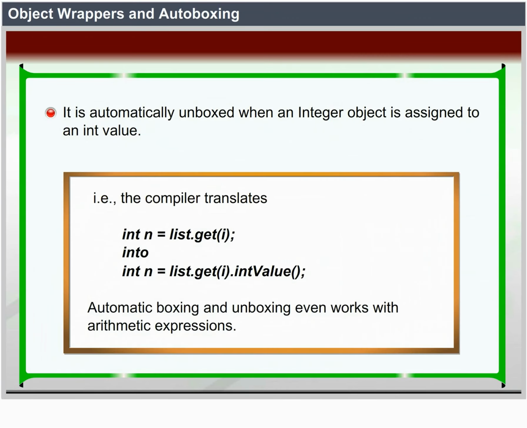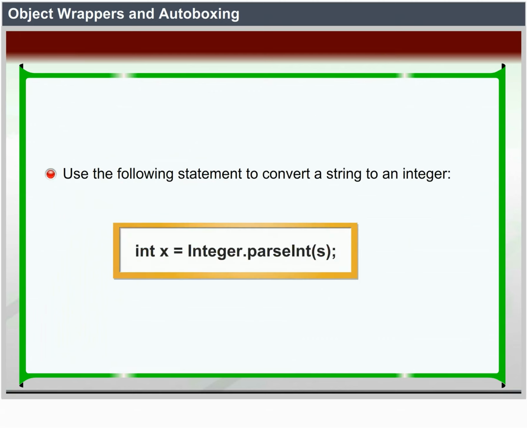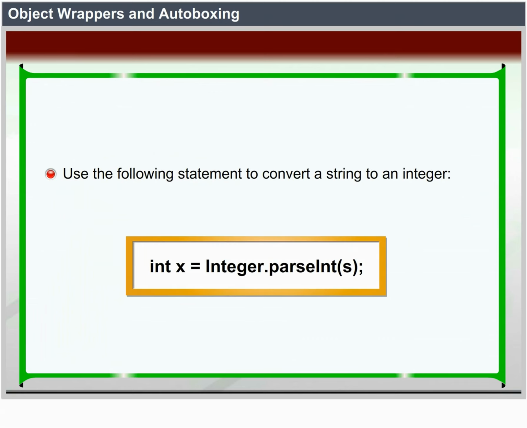It is automatically unboxed when an Integer object is assigned to an int value. That is, the compiler translates int n = list.get(i) into int n = list.get(i).intValue(). Automatic boxing and unboxing even works with arithmetic expressions. Use the following statement to convert a string to an integer. Integer x = Integer.parseInt(s).